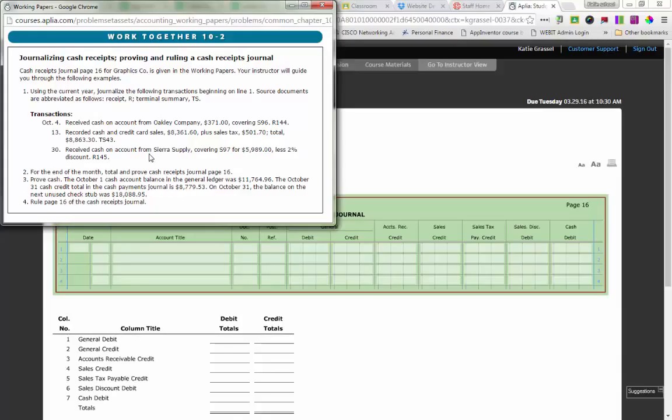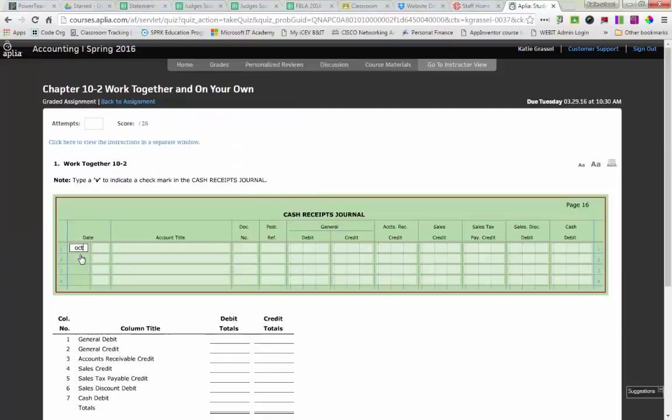Terminal summary is going to be what the business prints out to indicate, hey, this is what I collected from our cash register. That's what TS would stand for. Before we used calculator tape, but now we'll use TS. So we have three transactions, and then we're going to go through and total and prove our journal, and then we're going to be proving our cash as well.